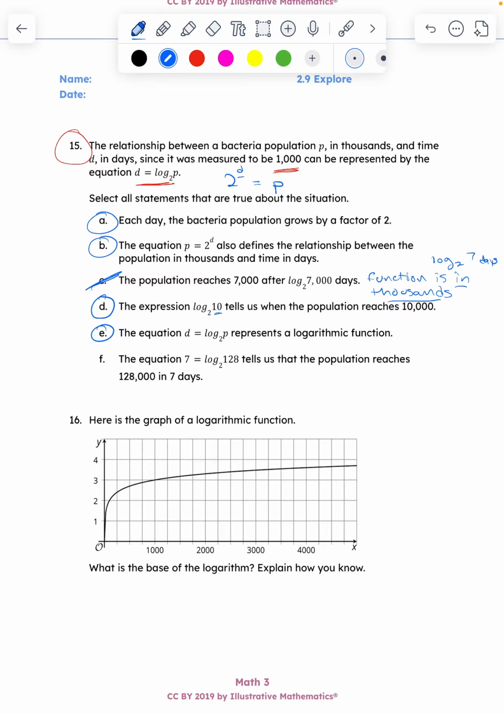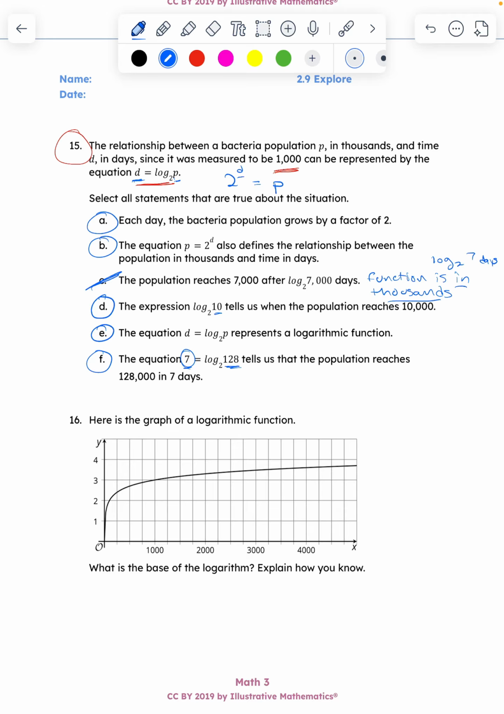Right? It says the equation 7 equals log base 2 of 128 tells us that the population reaches 128,000 in 7 days. And I argue that that is indeed true. So our 128 is in thousands, and that's our population, right? And what we get is how many days, which is d. It's on the other side of our equation here. Population is our 128. Days is our 7. Okay, not so bad.